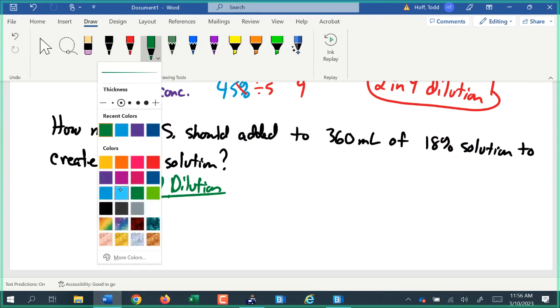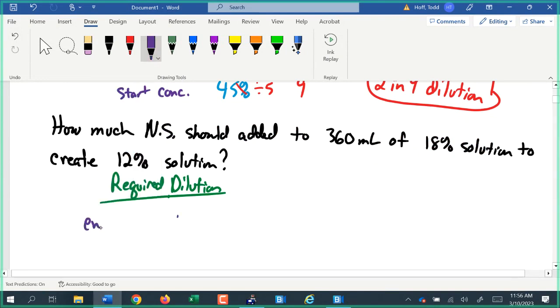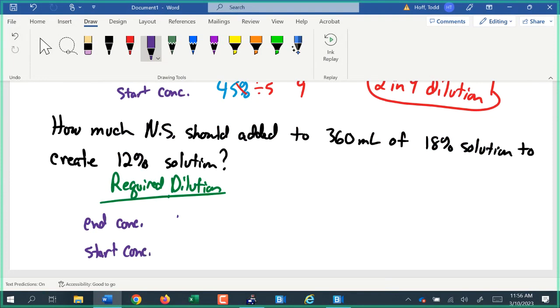That required dilution, remember, is the ending concentration over the starting concentration. And that ending concentration is going to be 12%. Starting concentration is 18%. The percents cancel out, and both 12 and 18 can be reduced by 6. So 12 divided by 6 is 2, and 18 divided by 6 is 3, giving us a 2-to-3 dilution.